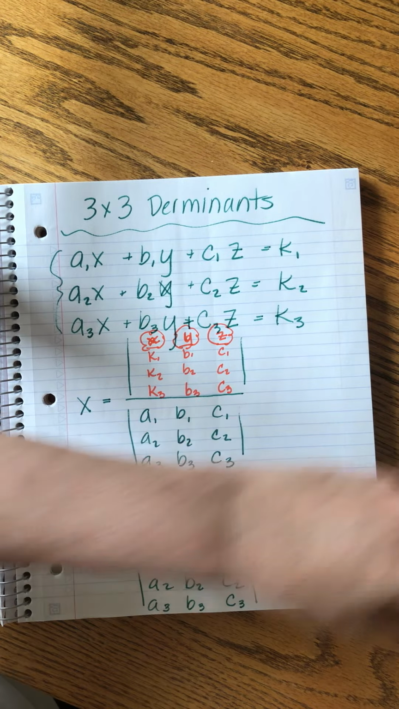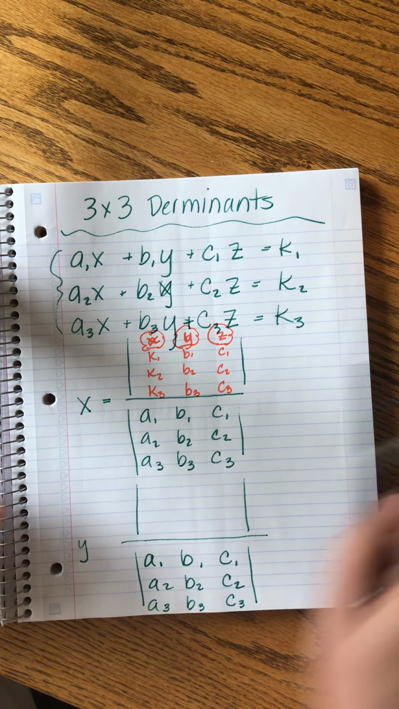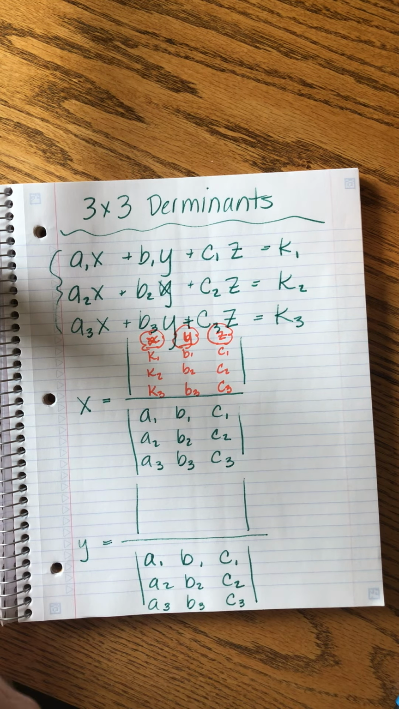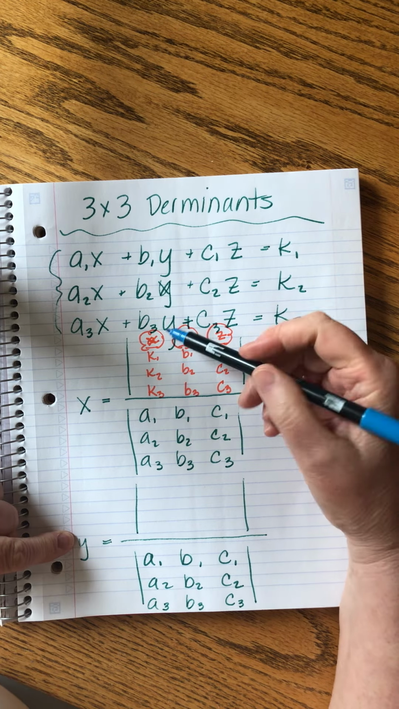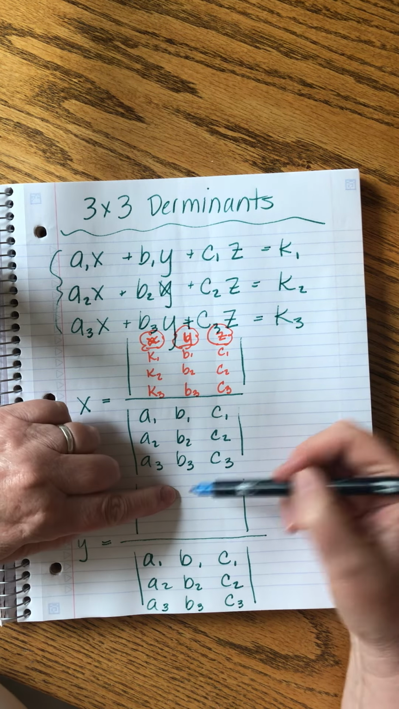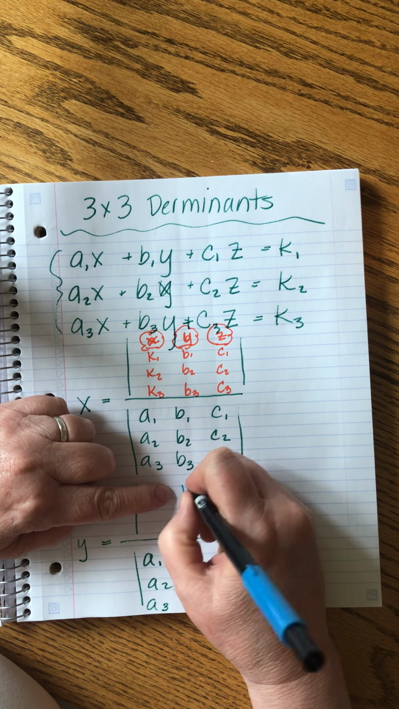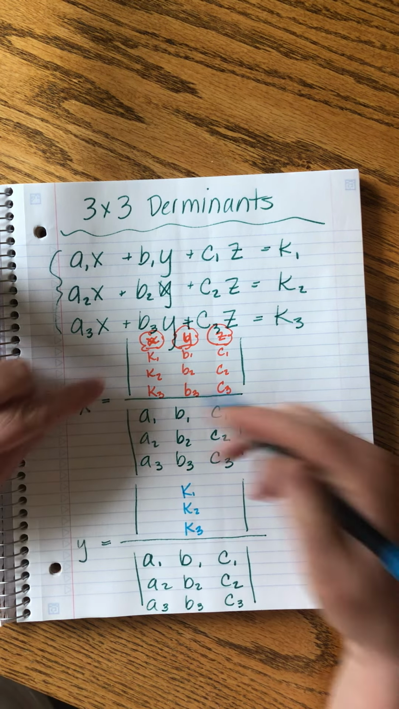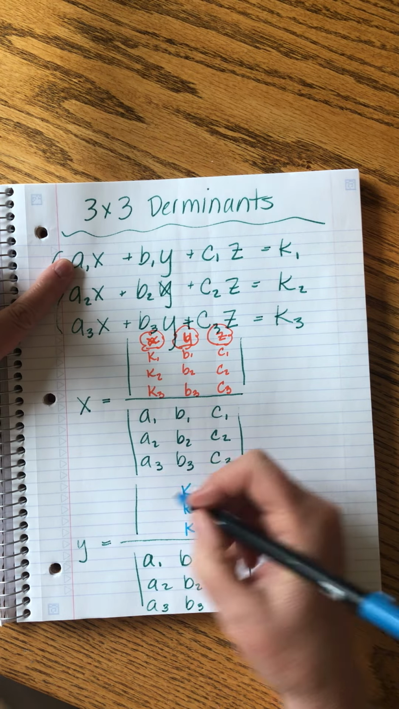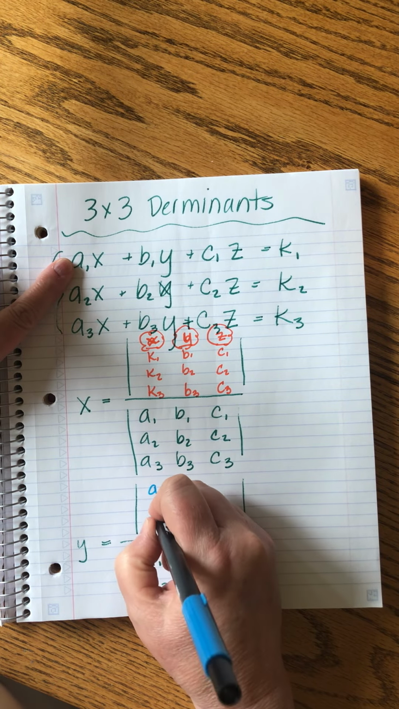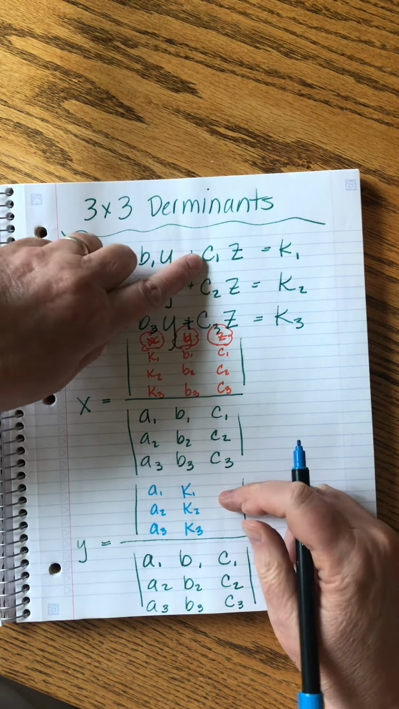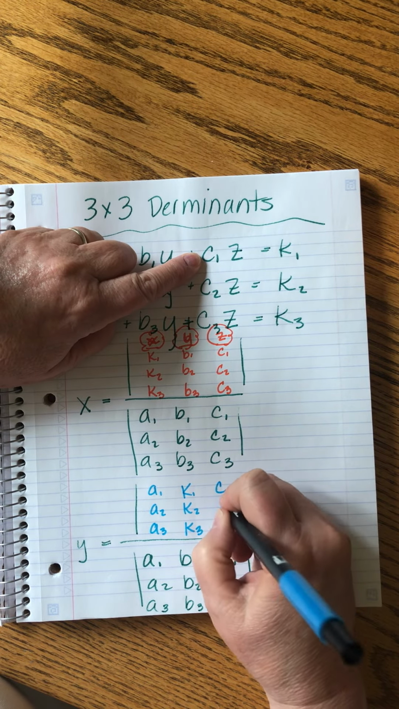Okay, now let's deal with these renegade Y's. Again, what I like to do is go first to the column that matches what you're solving for, because that's the tricky one. We're solving for Y, so in the Y column, we want to put in the constants: K1, K2, K3. Then in the X column, we'll put in the X coefficients, A1, A2, A3. And then in the Z column, we'll put in the Z coefficients.